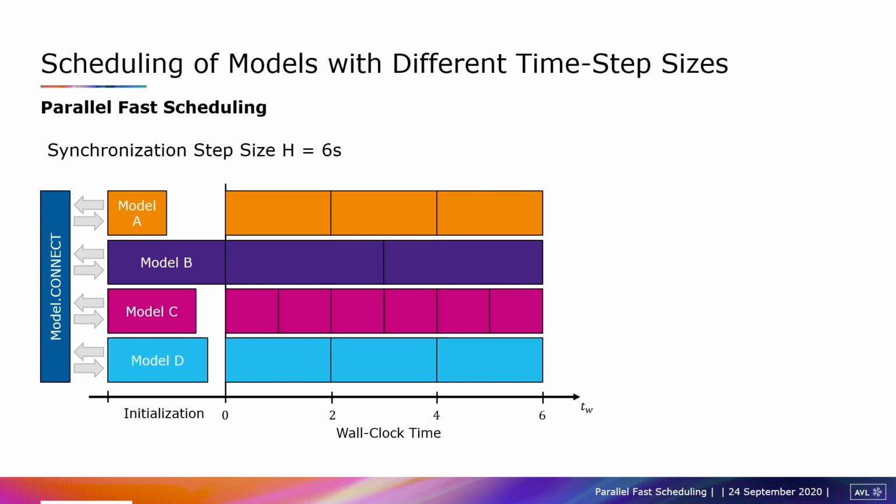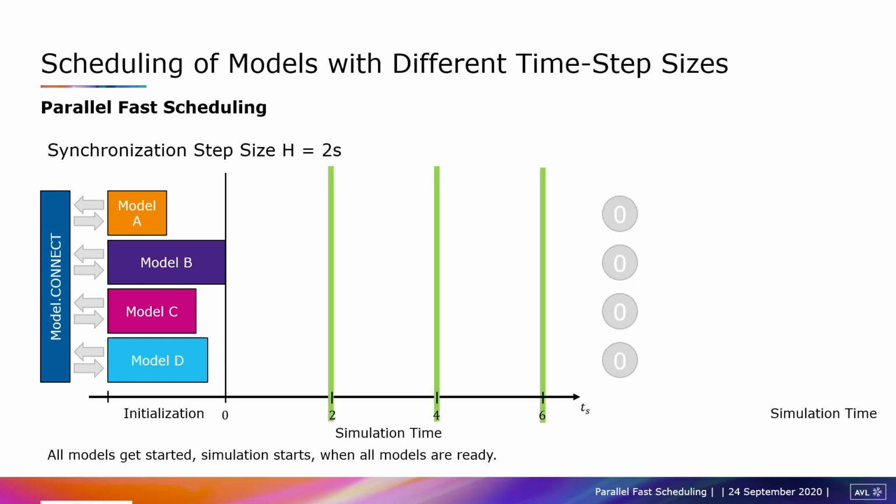There is, due to the higher synchronization step size, less synchronization of the submodels. This brings a benefit for the simulation time, but on the other hand, it decreases simulation accuracy. For a better synchronization accuracy, more data exchange between the submodels is required. That means a smaller synchronization step size has to be used.